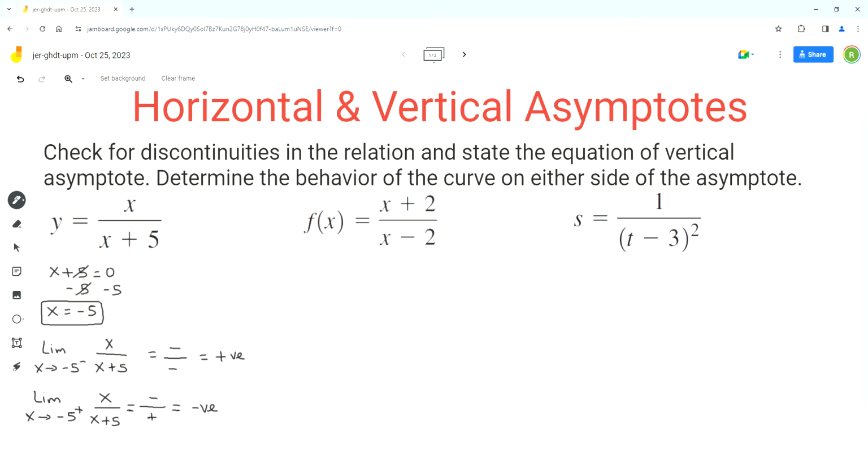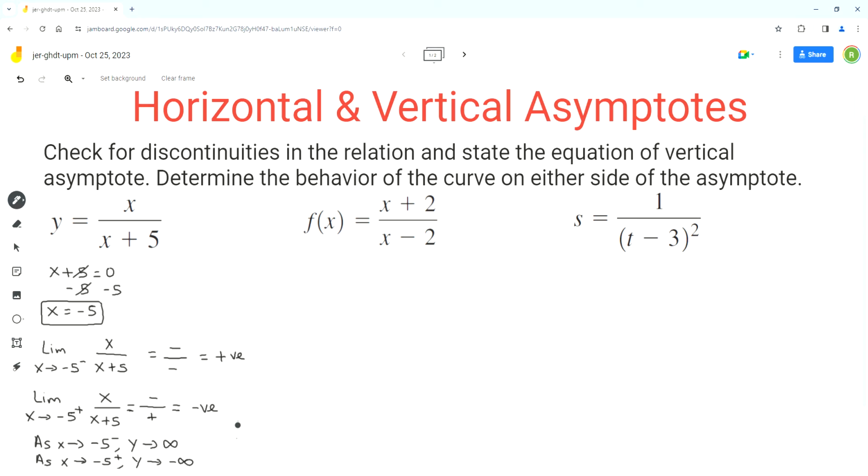So we can write that as our conclusion. As x approaches negative 5 from the left side, y approaches positive infinity. And then as x approaches negative 5 from the right side, y approaches negative infinity. So this is how we check the behavior of a curve on either side of the asymptote.